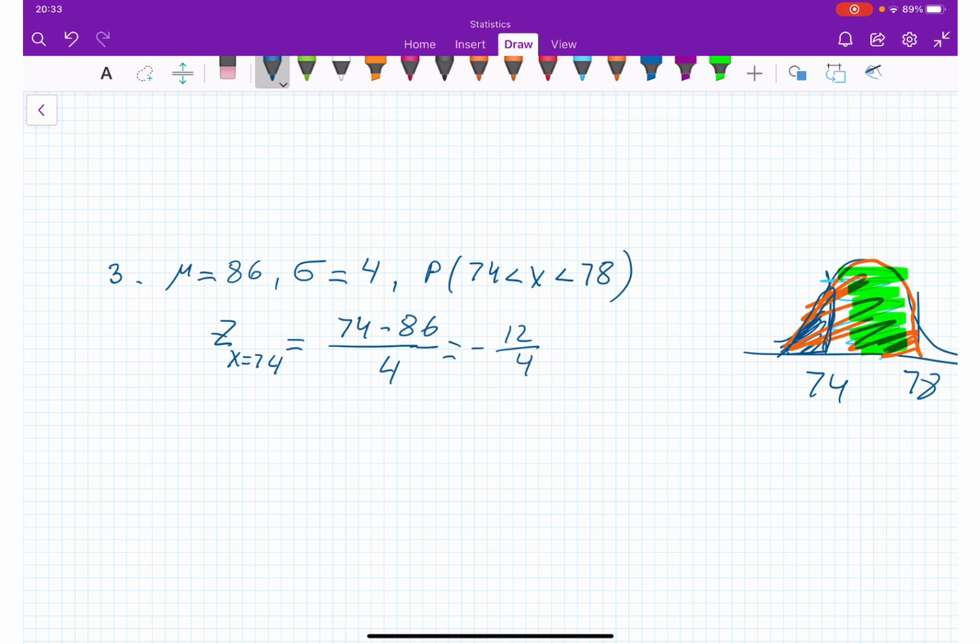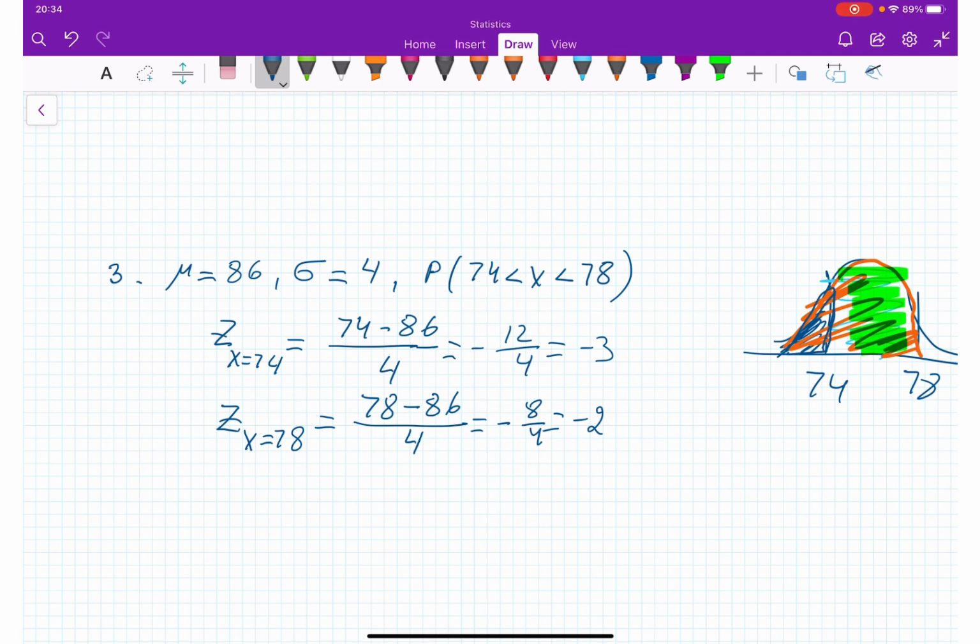And divided by 4, it's going to equal -3. Okay, now next, the z-score for x equal to 78. It's going to be the same mean and standard deviation for both of them. 78 minus 86, divided by 4. 78 minus 86 is -8, and -8 over 4 is equal to -2.